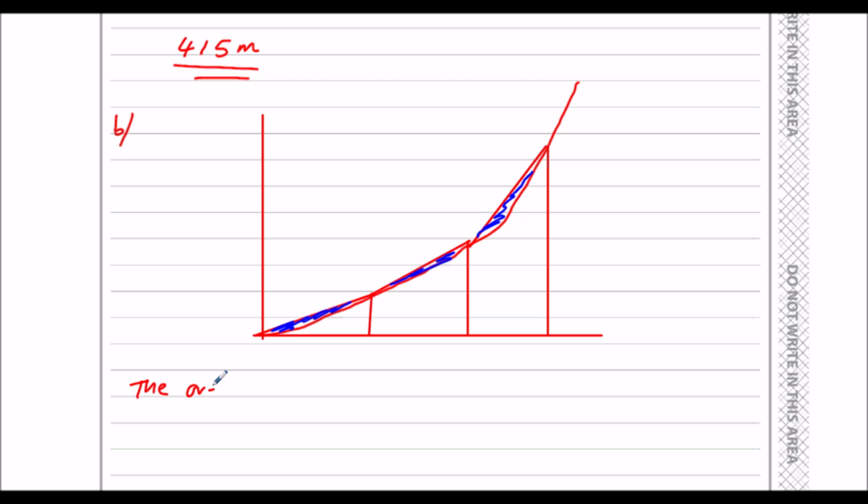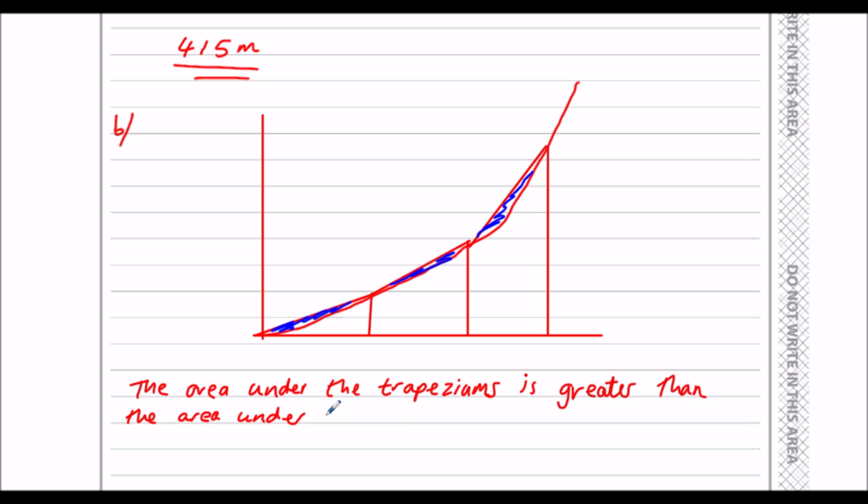The area under the trapeziums is greater than the area under the curve. So it will be an overestimate. It's an overestimate.